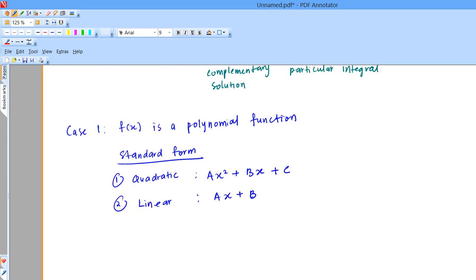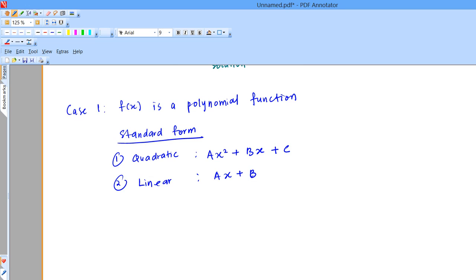Okay, for this video, I will show you how to solve a non-homogeneous differential equation when f(x) is a polynomial function. For this polynomial function, we only cover quadratic and linear. So you need to remember the standard form for quadratic is ax² + bx + c, and for linear, ax + b.